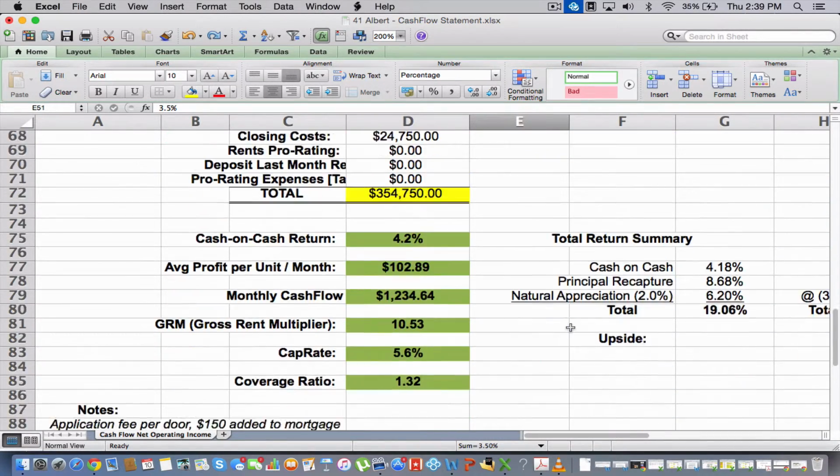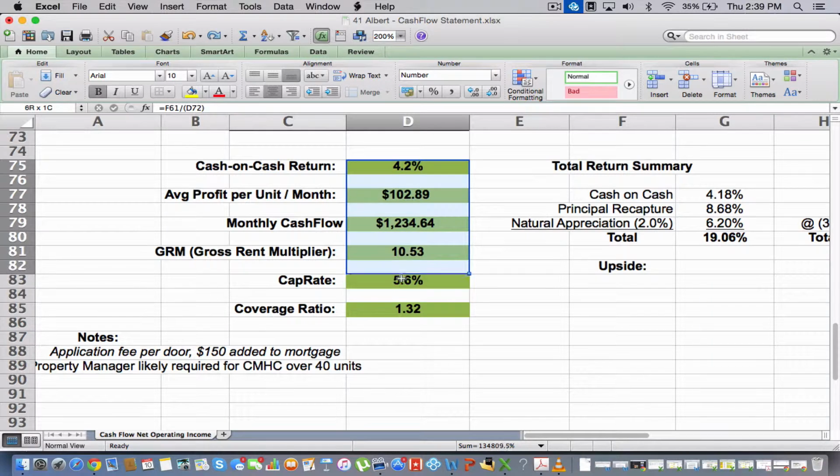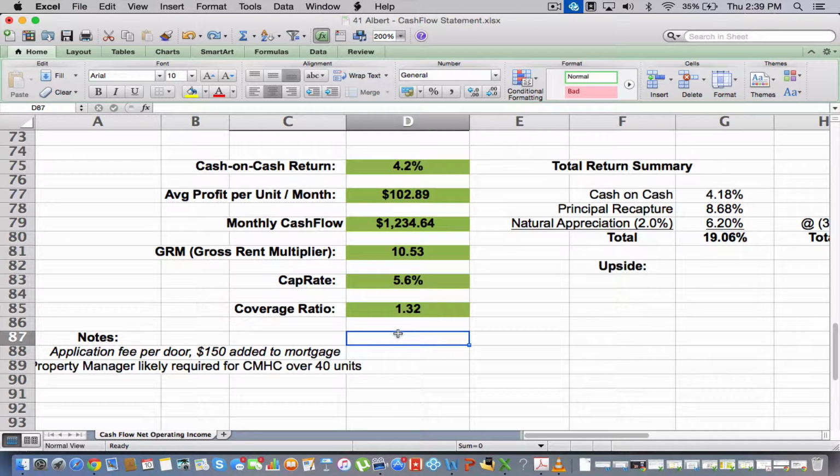Okay, so same idea here. Having this quick little summary is a really effective way to analyze a property in under 60 seconds. Again, this doesn't tell you the whole story. There's more pieces to add to this.